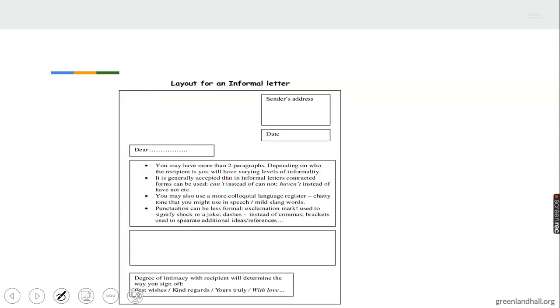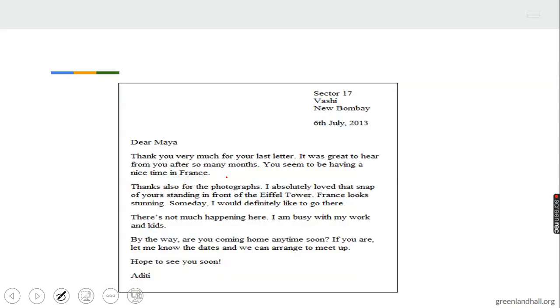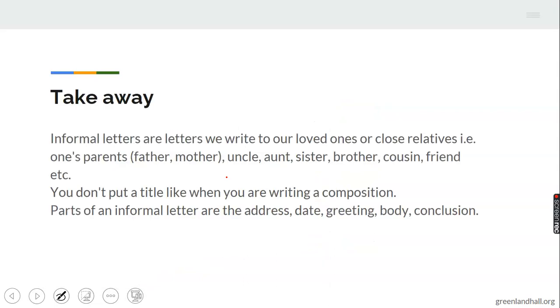Okay, this is also a layout. This is also an example of an informal letter. If you need to read all these letters, you can pause the video and then go through them. But you need to write your own letter in your own words. You don't need to copy anyone, it is just to guide you. Okay, these are more examples.